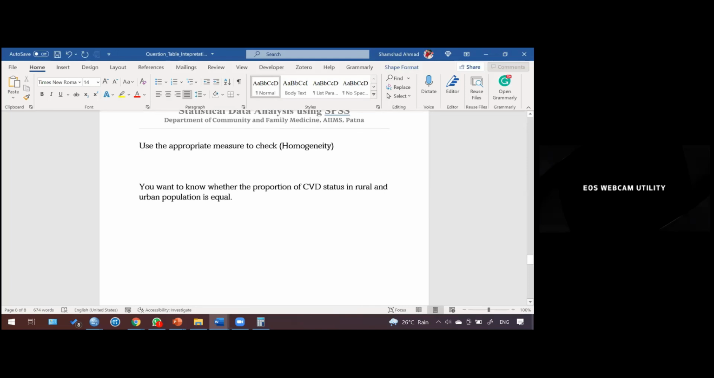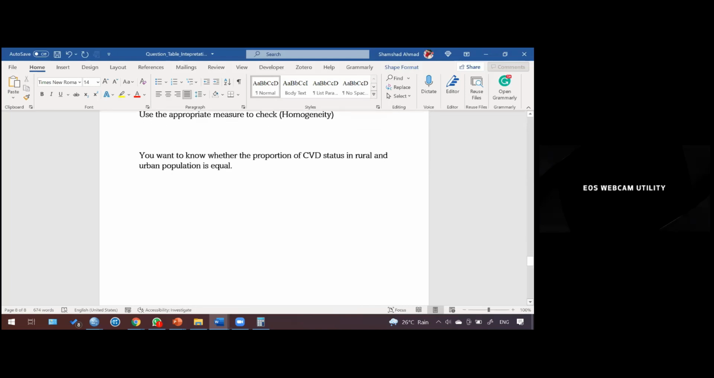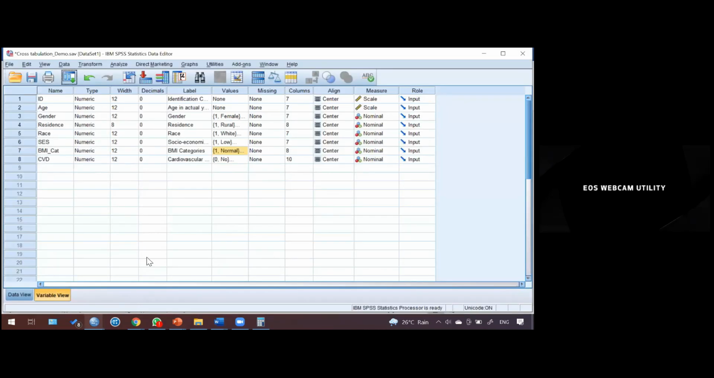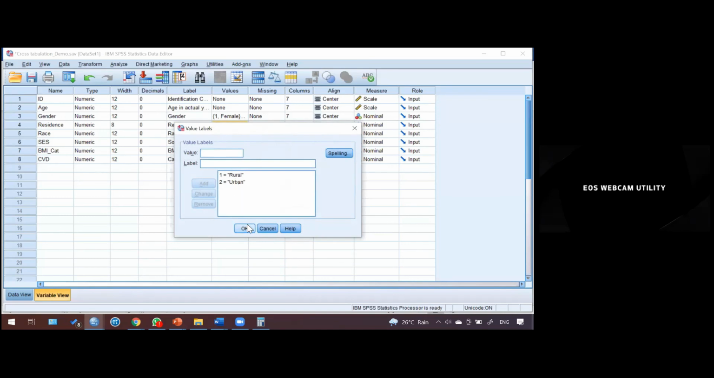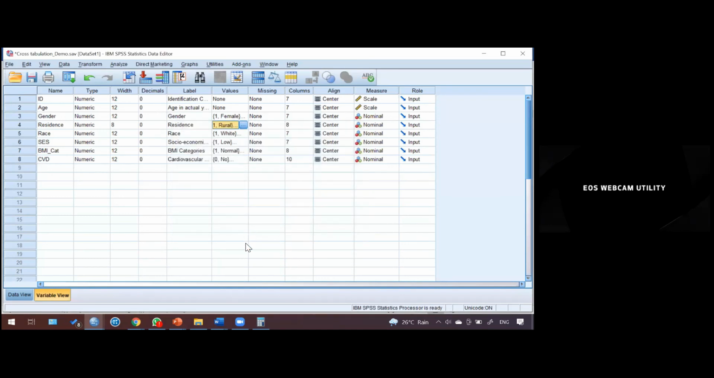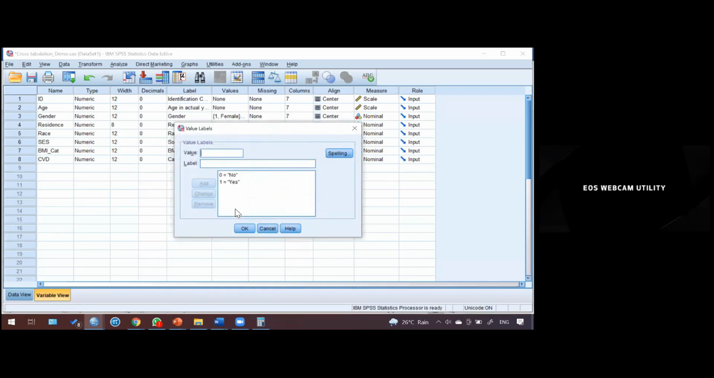Okay, so the question is, if you want to know whether the proportion of cardiovascular disease status in rural and urban populations is equal or not. Okay, this is the question. So I will go to the data sheet. It is the same data you can see here, which I have explained to you. These are the codings. For rural and urban, 1 is for rural and 2 is for urban. And I want to see whether the CVD status is the same in urban or rural or not, right?